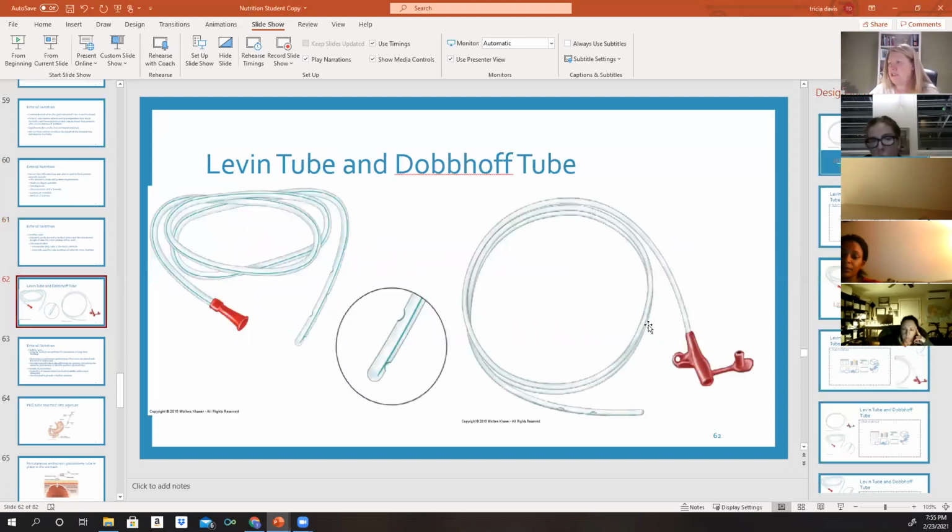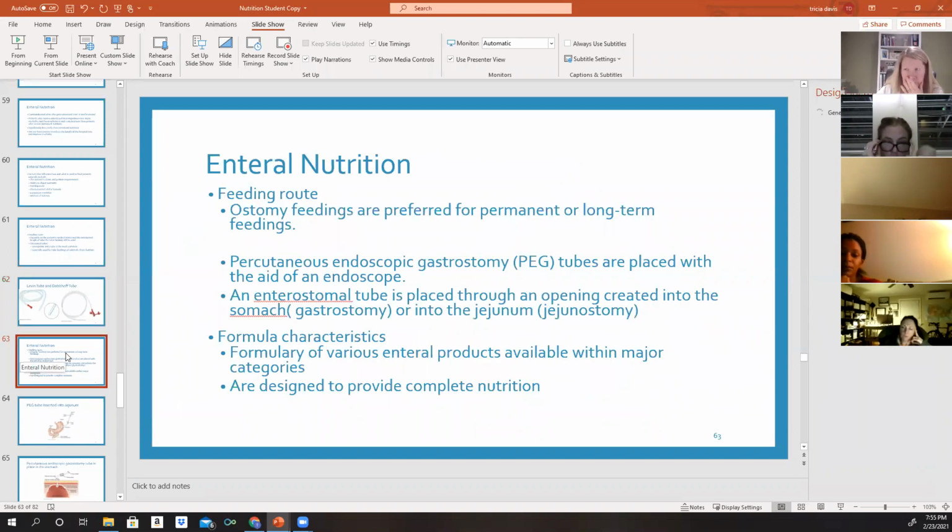So this is just a picture of the different tube feeds. These are the ones that we insert into the nose and put into the stomach. They all look different. This is just a general idea of what they look like. Wherever you work is going to determine what type you use, and they all are pretty much the same. They might look a little different depending on the manufacturer, but they're pretty much the same.